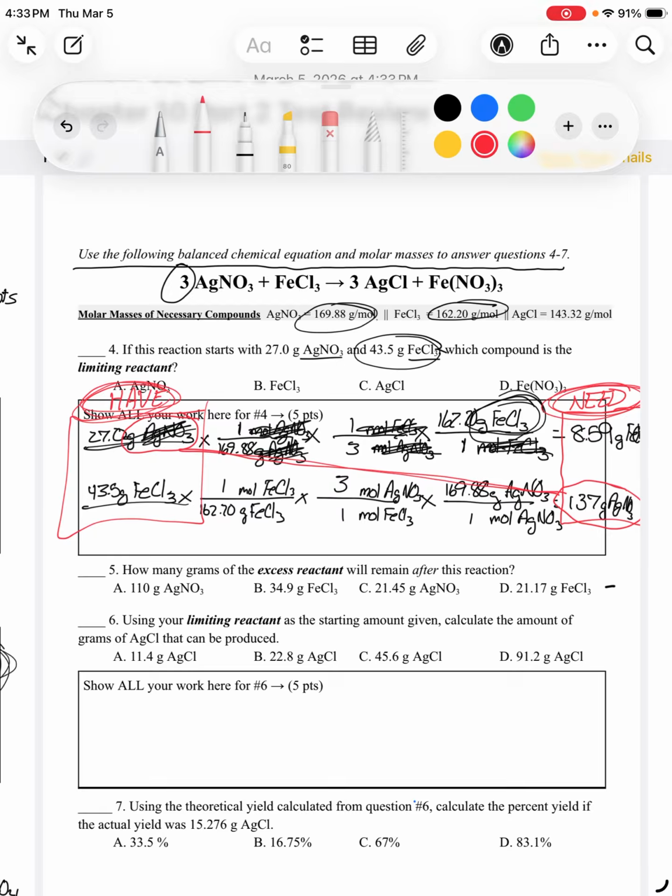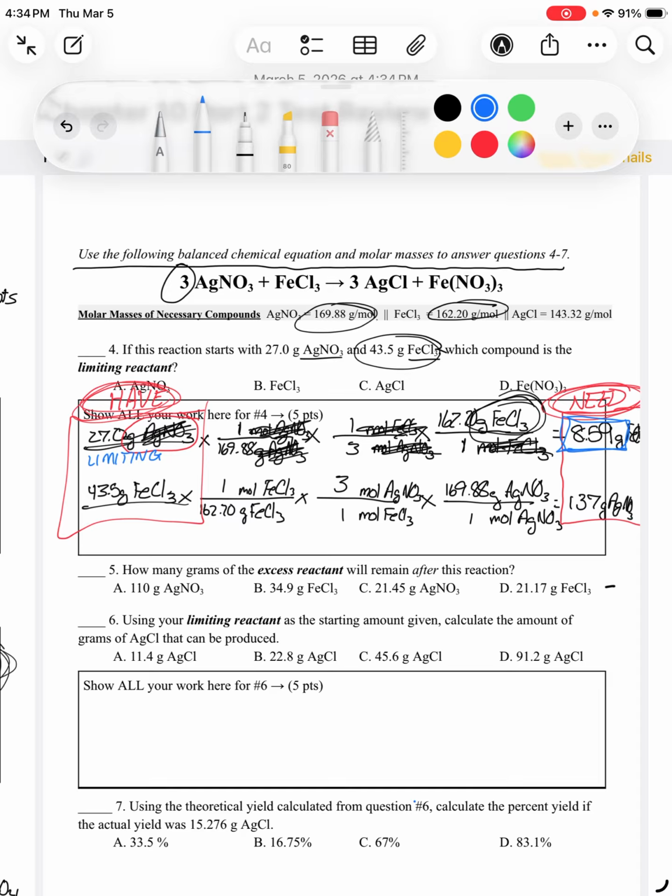I think I was just so used to the problem yesterday or the day before that I knew that was not the right answer. So looking at this, we need a lot more than what we have. We need 137, but we only have 27. So we're like 110 grams shy of what we need. So what does that mean that silver nitrate is? That's our limiting reactant, because we need much more than what we have. We don't have enough.